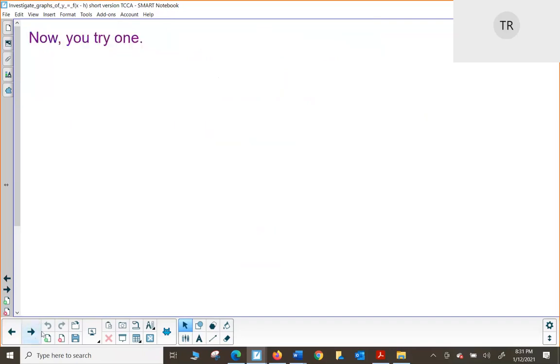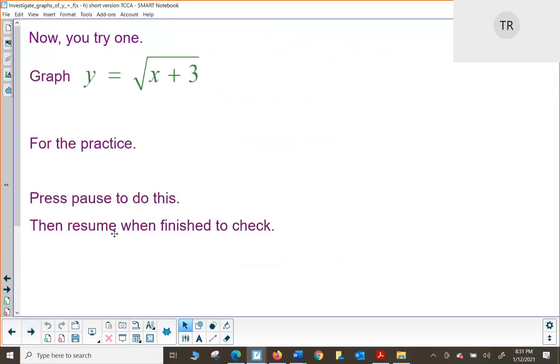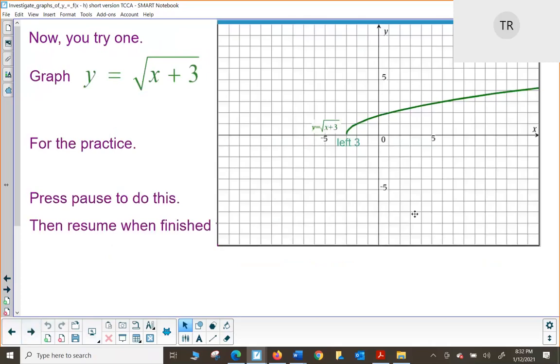And then at the end of almost all of our videos, there's always one where it says, now you try one. And so we'll say, graph this for the practice, pause to do so, resume when you're finished to check. Now, when we do this, we don't go through the whole solution because I want to keep the videos short. We pretty much just show the answer. So there it is, okay? Y equals the square root of the quantity x plus 3. And we're hoping that that's enough to help the students along.